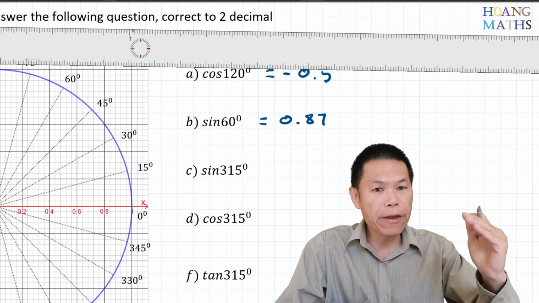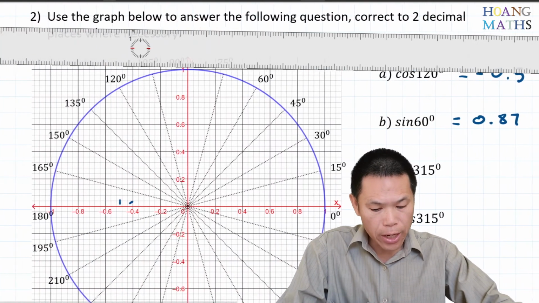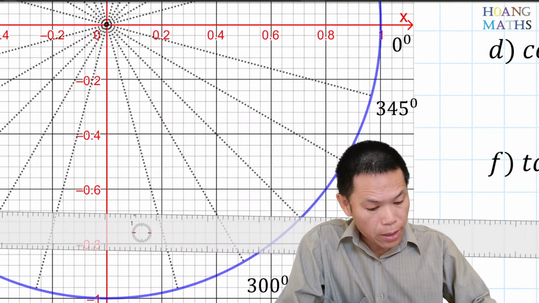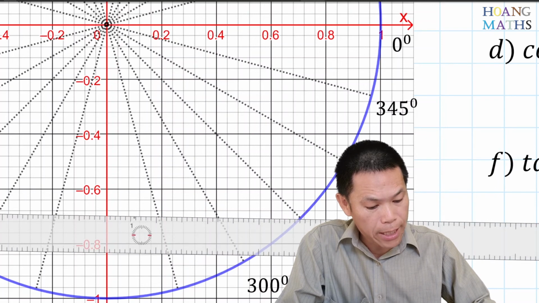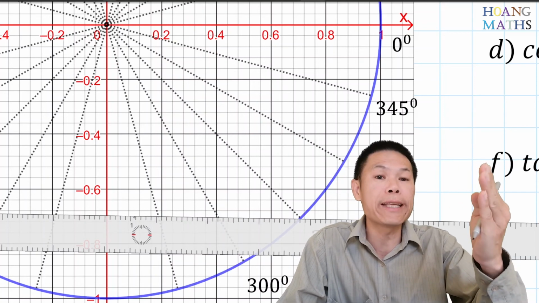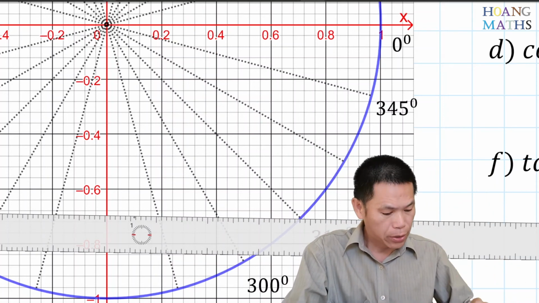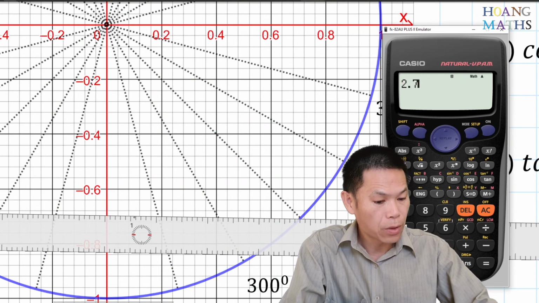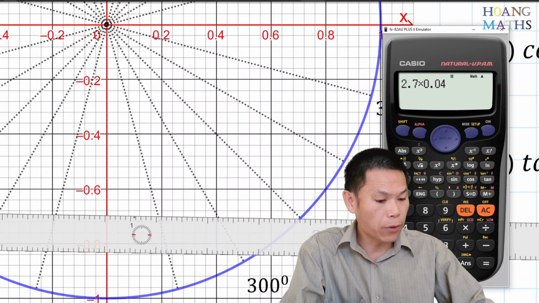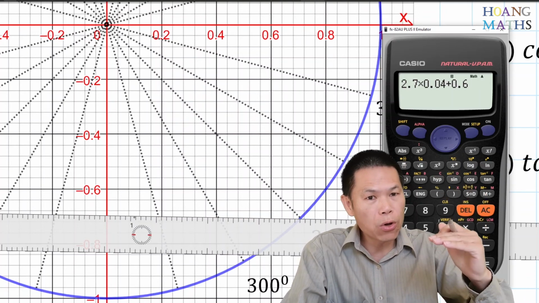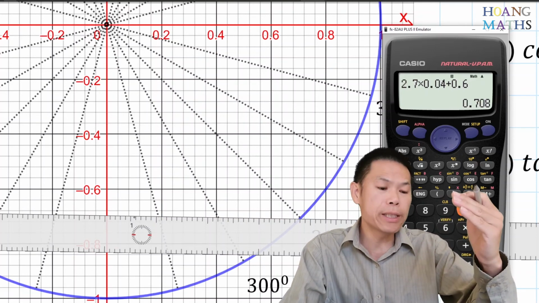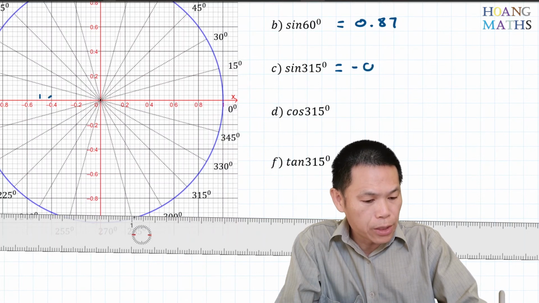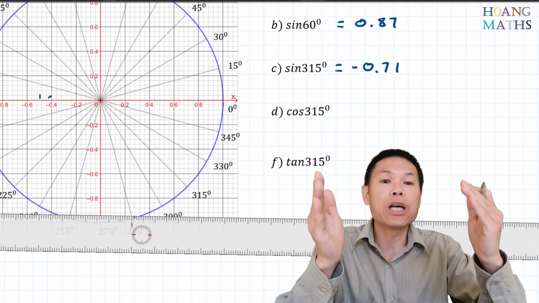Again, we check for the y value because it is sine of 315. So at the angle of 315, we just go down here. Now, this one here is roughly 0.7 of a gap, so we have 2.7 gaps below 0.6. So 2.7 times 0.04. And don't forget we add 0.6 on top because it's below negative 0.6. So that means negative 0.71. So that is equal to negative 0.71. And cos of 315.